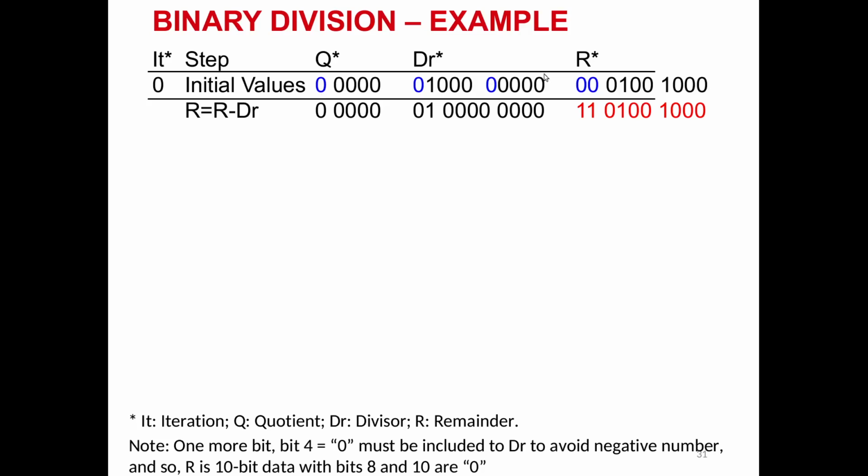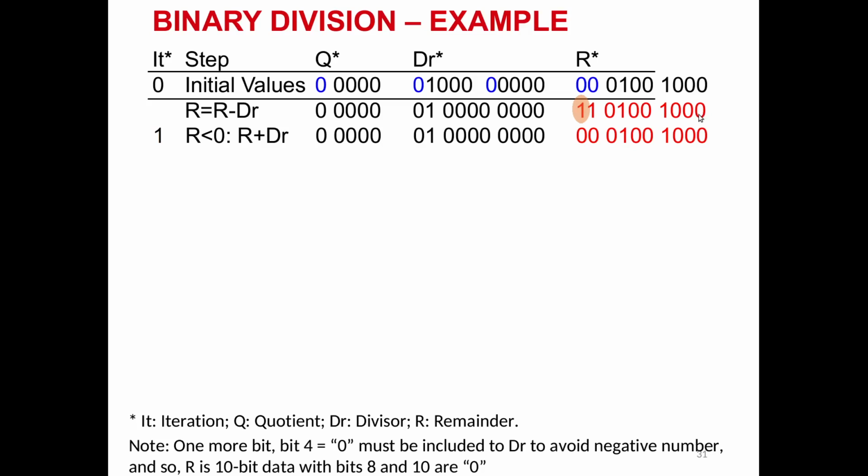We take this r minus dr, and so you have this value 1 1 0 1 0 0 1 0 0 0. And if you look into this, you can see that this most significant bit of the result for r is 1. It implies that r is smaller than dr, and so the result is a negative value, and so we must revert r back to the previous value by adding r with dr, and so we have the previous value returned here.